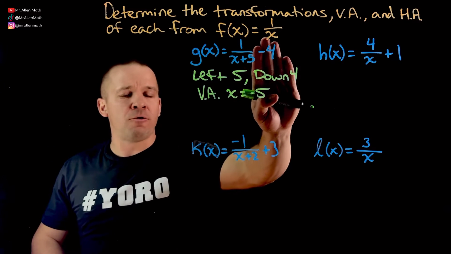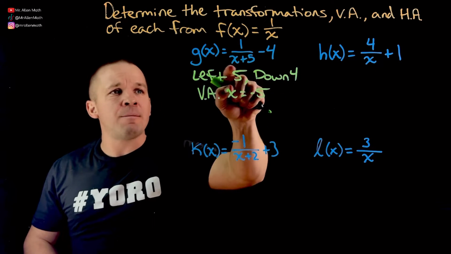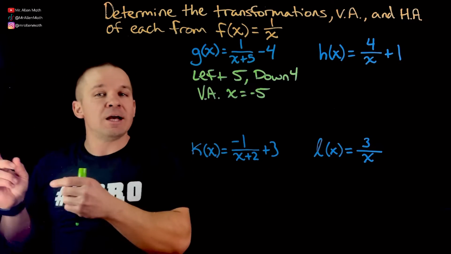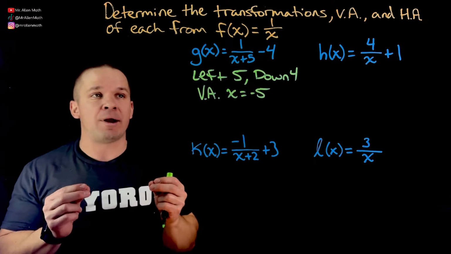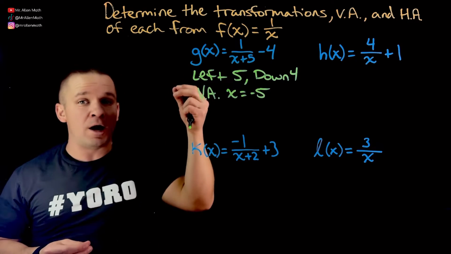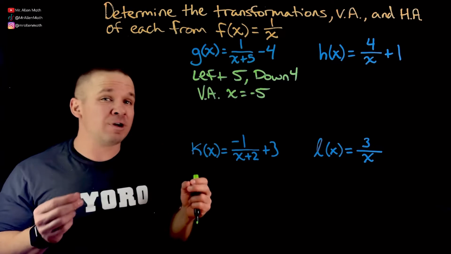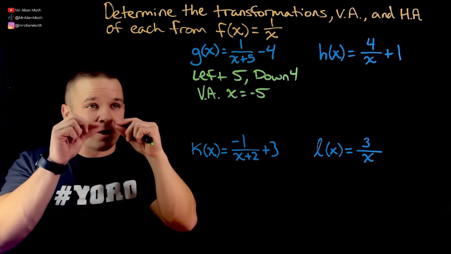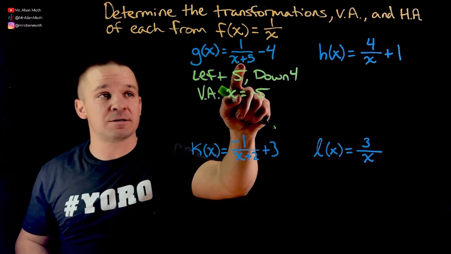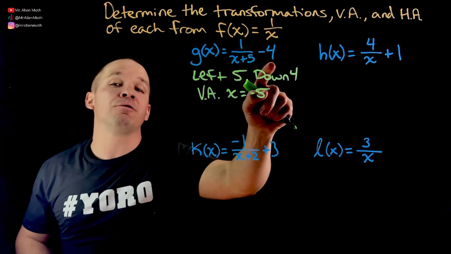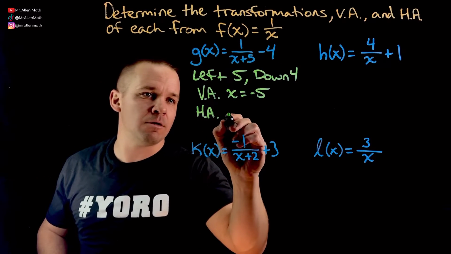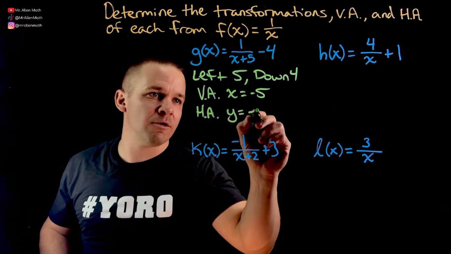How about that horizontal asymptote? Without the minus 4, when the x values get infinitely larger or infinitely negative, the denominator is going to get really big, whether positive or negative, and the 1 stays the same. So if I take 1 and divide it by an increasingly larger number, it's going to get smaller, smaller, smaller, approach 0. So y equals 0 is the horizontal asymptote. But if I move it down 4, it's going to be y equals negative 4. So horizontal asymptote, y equals negative 4.